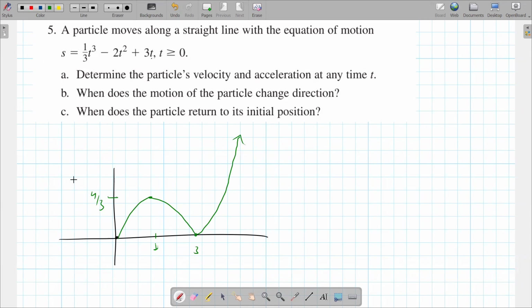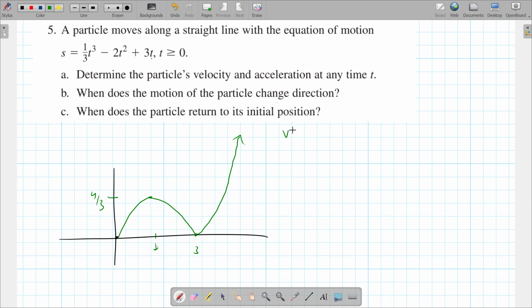Part A, determine the particle's velocity and acceleration at any time t. So what is it asking us in part A? They've given you a position function, right? They're asking you to find the velocity. How are they related? How do you get velocity from position? Think about it that way, because part A is a 10-second answer.